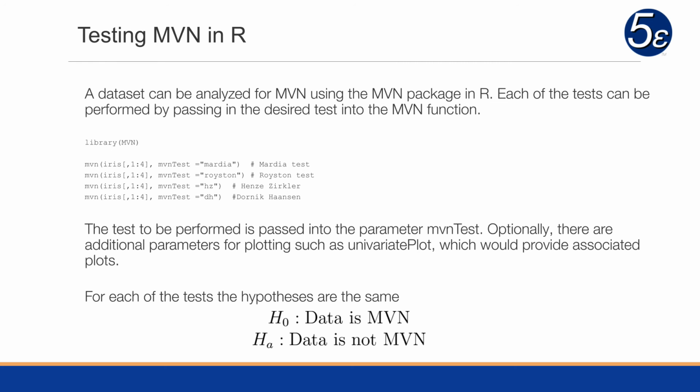But for each of the tests, the hypotheses are the same. The null hypothesis is that the data is multivariate normal, and the alternative hypothesis is that the data is not multivariate normal. So what we're doing is we're looking for that p-value to be greater than 0.05 to give us an indication of whether or not the data is multivariate normal.